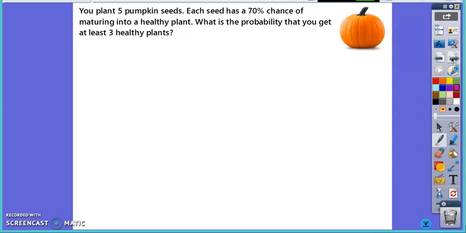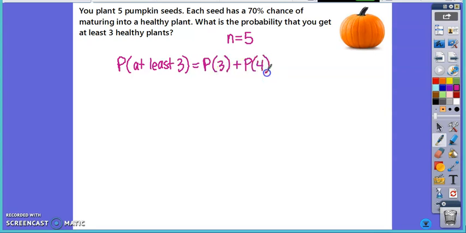So we're planting 5 pumpkin seeds, right? That would be the number of trials. And we're looking for, okay, this is a little different. We're looking for the probability of at least 3, which would be the probability of 3 being healthy, or 4, or all 5, best case scenario.